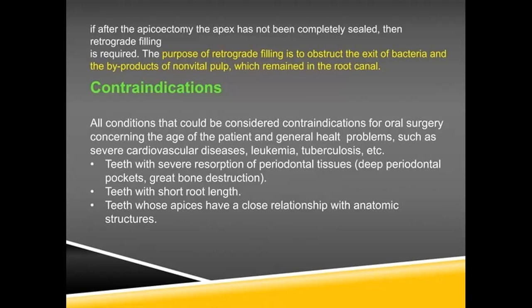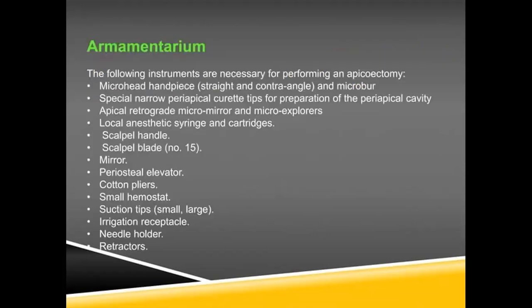concerning the age of the patient and general health problems such as severe cardiovascular diseases, leukemia, tuberculosis, etc. The teeth with severe resorption of periodontal tissues are contraindicated for apicectomy. Teeth with short root length are also contraindicated. Teeth whose apices have a close relationship with the anatomical structures are also contraindicated for the apicectomy.